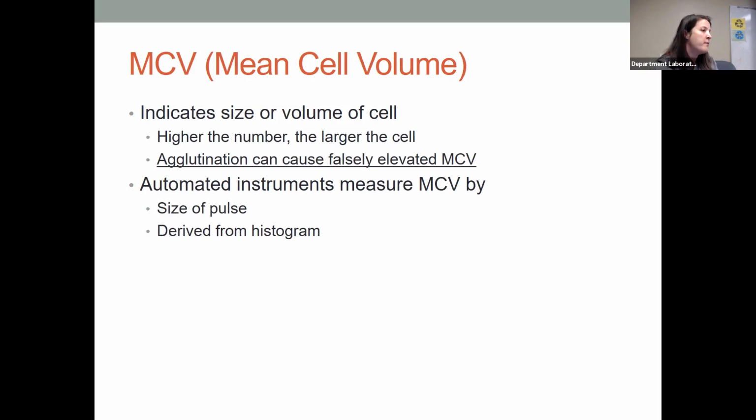So the MCV is an automated value. It is determined by the size of the pulse. So remember, in the automated analyzer, think about what's going on in your back. You have two electrodes. As the cells pass through those electrodes, the voltage is interrupted. Each interruption is counted as a cell, and the size of that interruption determines the cell size, okay? And then that cell size is extrapolated on the histogram.